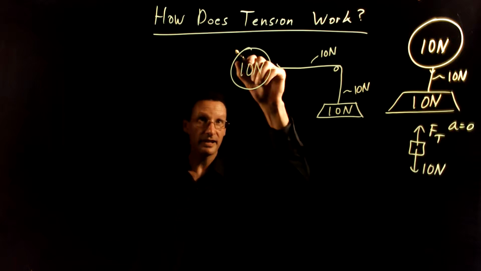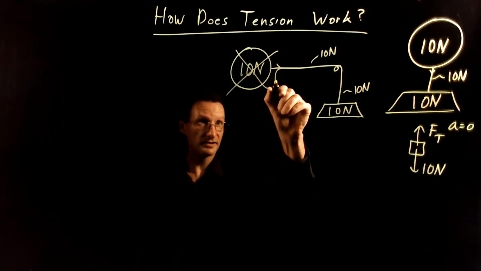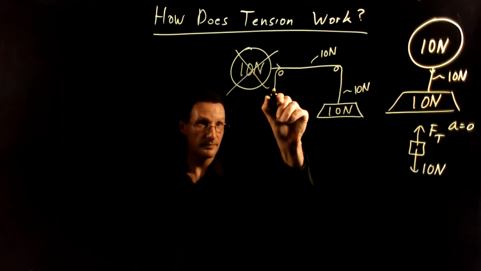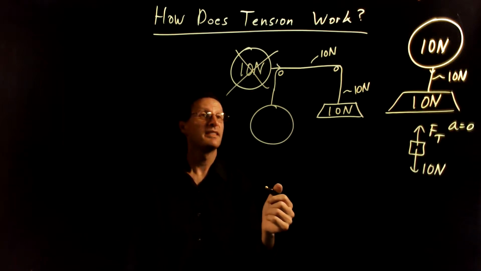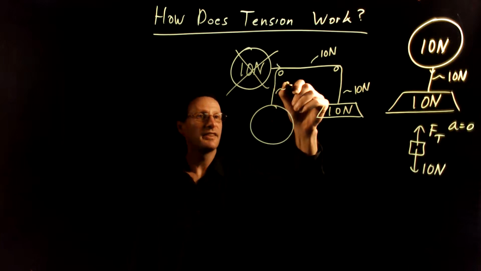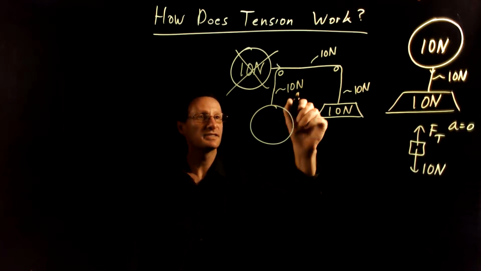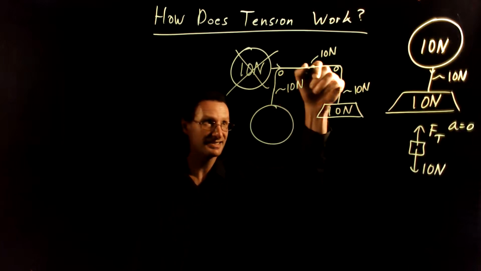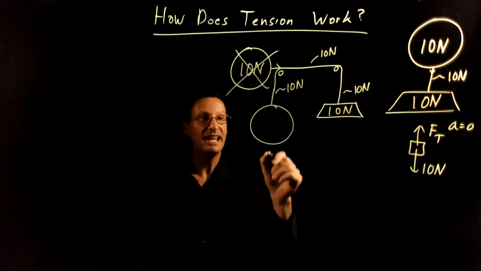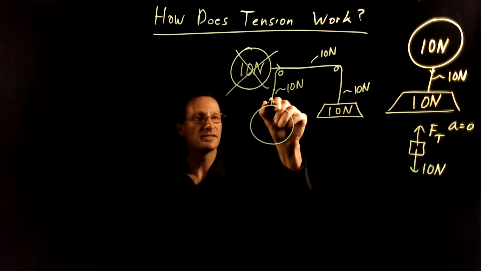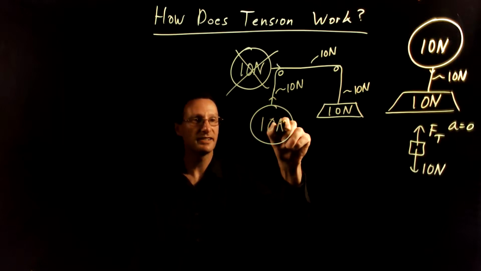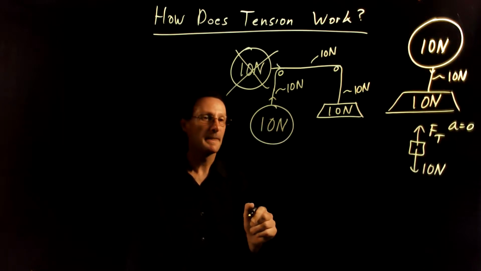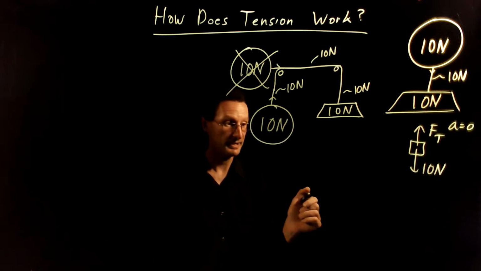If I modify this and run this rope instead around another pulley, and then attach it to the scale, and the scale is now upside down, then again, this part of the rope would have a tension of 10 newtons because it's the same rope the whole way out, and it always pulls. And so this is going to pull on the scale, and this scale is going to read 10 newtons. And I'm sorry, I can't draw upside down, so I'm just going to write that right side up.